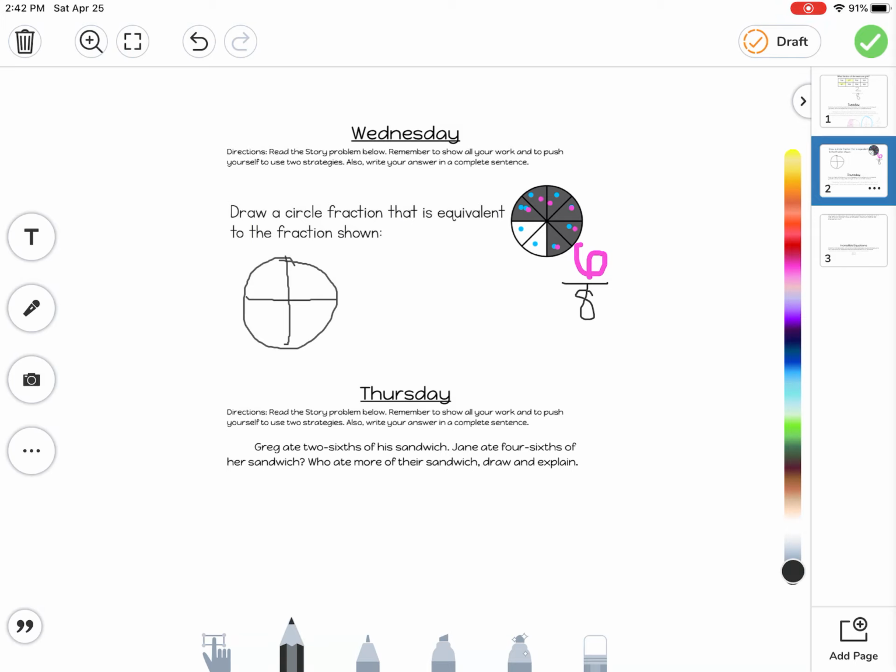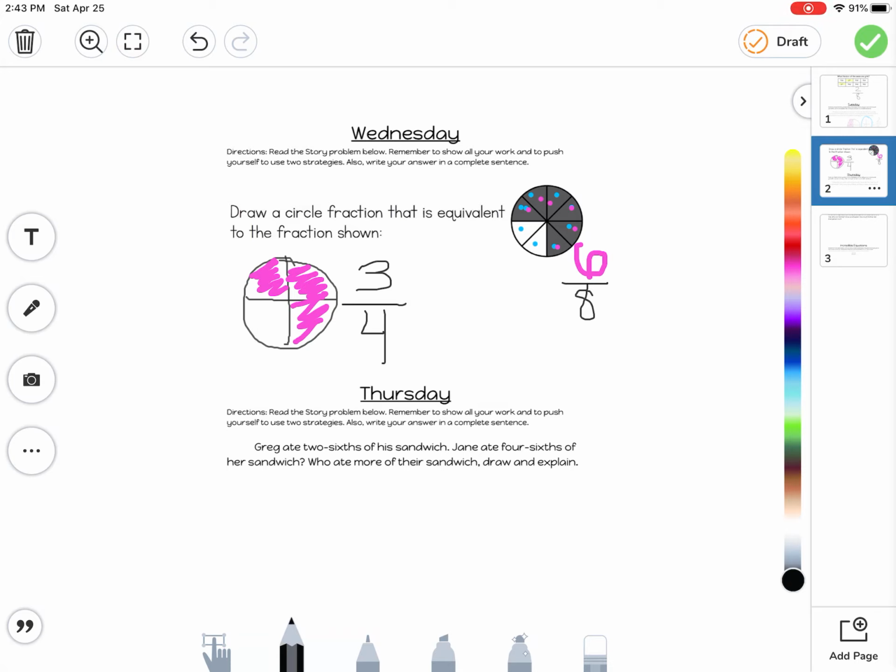And I think that if I were to shade in 3 of those fourths, it might be the same. So I'm going to just try that. 1, 2, 3. That does look the same. So an equivalent fraction to 6/8 would be 3/4. It's the same amount of the pizza eaten.